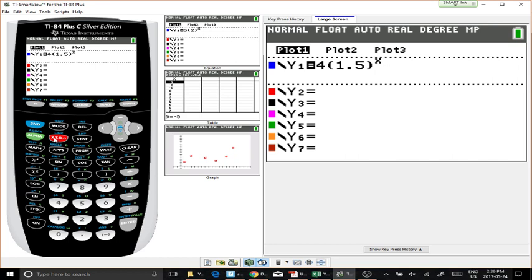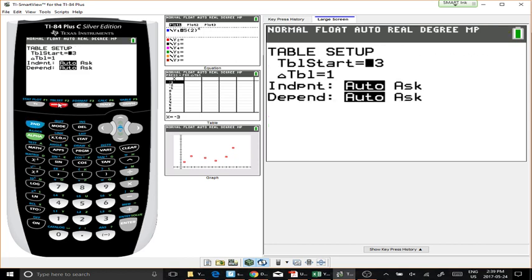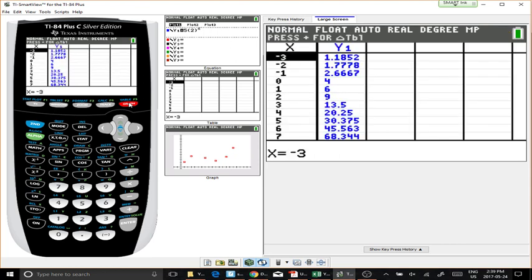Now, really, a couple values into the negative is a good idea. So I would say go second table set. It says it's starting at -3 and going up by 1. That's awesome. So just hitting second table then and letting these values be our guide.